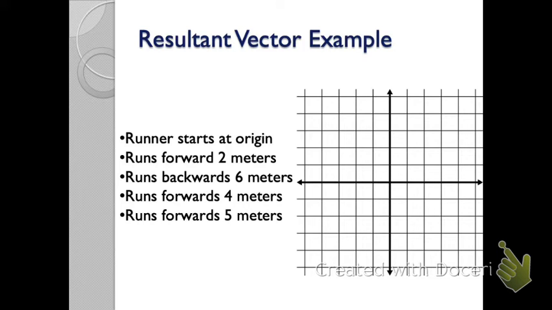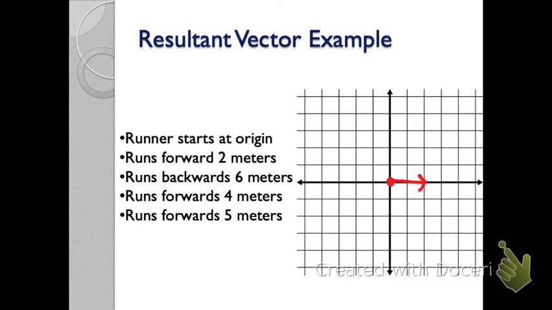The runner starts at the origin. You can go ahead and draw this as we're doing it as well. He starts at the origin and runs forward 2 meters. So which direction would we consider forward, do you think? Positive x. So to the right. So 2 meters. There's my first vector.